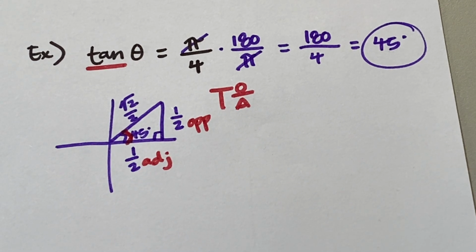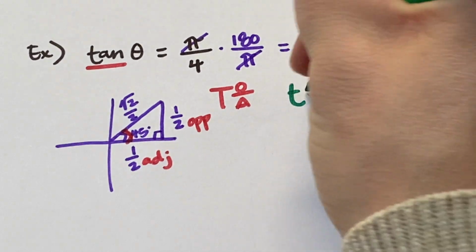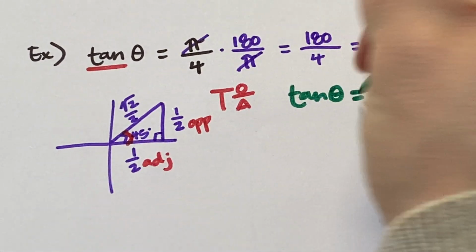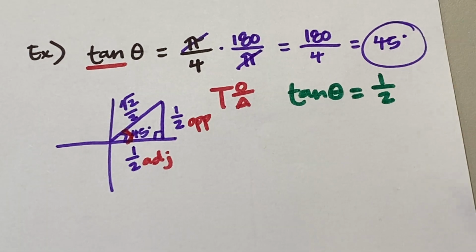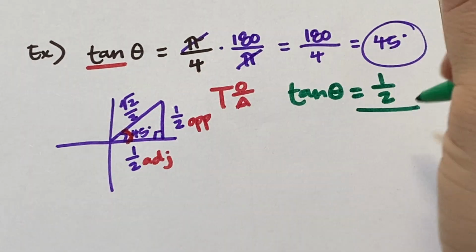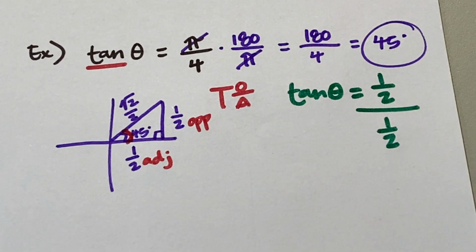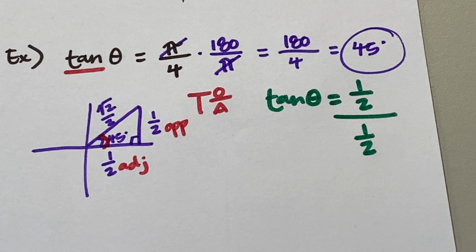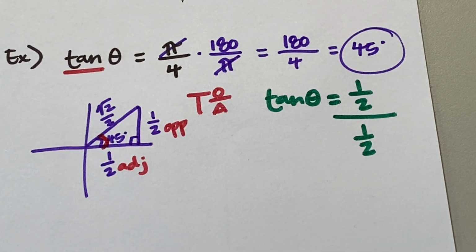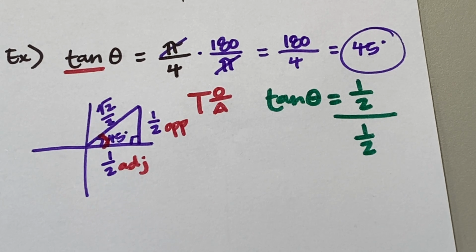Okay, now here's something kind of funny that happens here. So tangent of theta equals opposite 1/2 over adjacent 1/2. What in the world? This is 1/2 over 1/2. This is crazy, but you guys know how to divide fractions. They taught you how to divide fractions in like 5th grade.